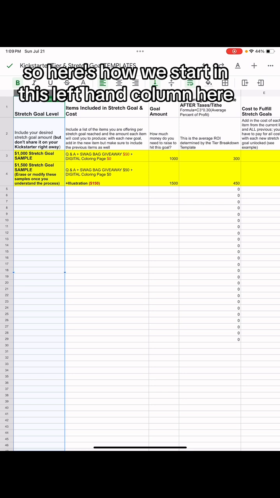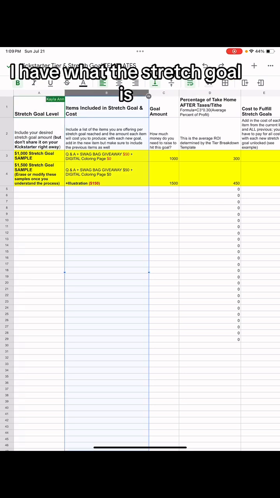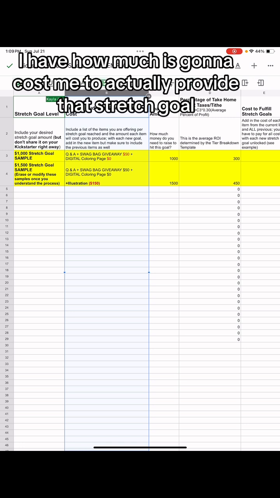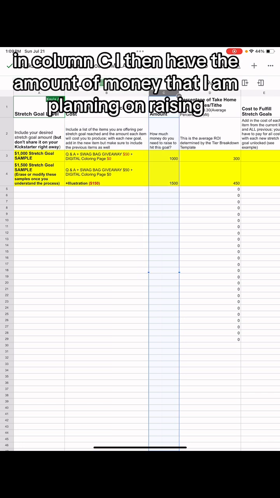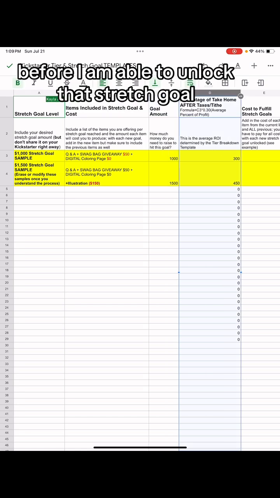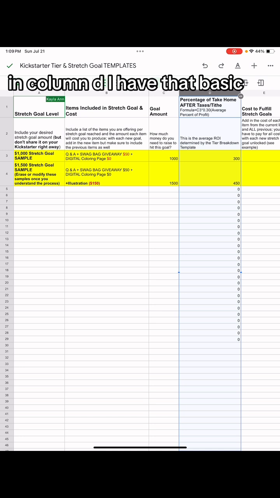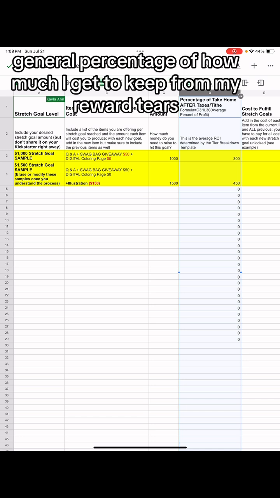So here's how we start. In this left-hand column here, I have what the stretch goal is. Then in the B column, I have how much it's going to cost me to actually provide that stretch goal. In column C, I then have the amount of money that I am planning on raising before I am able to unlock that stretch goal. In column D, I have the basic general percentage of how much I get to keep from my reward tiers.